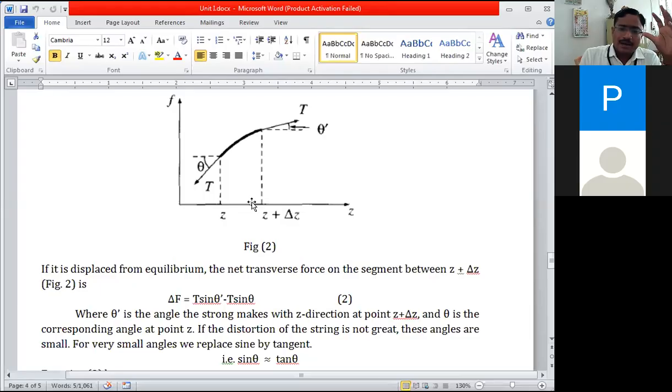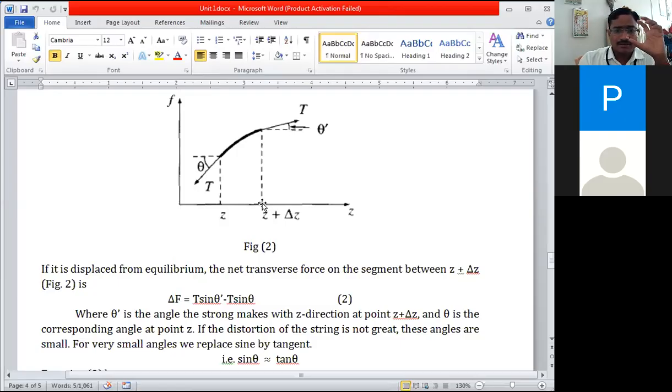And when this happens, the net force delta F on this string can be written on the segment Z. This is Z, F against Z. F is basically some function, and Z is the coordinate. Now this Z is along this axis, F is along this axis, and we have 2 points, one at Z, other at Z plus delta Z.